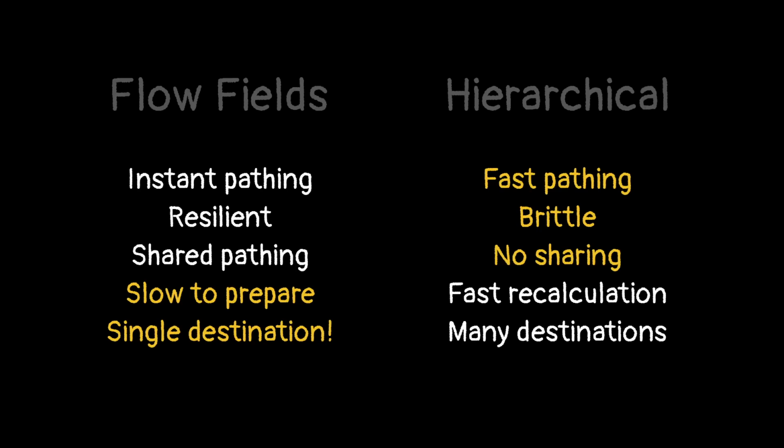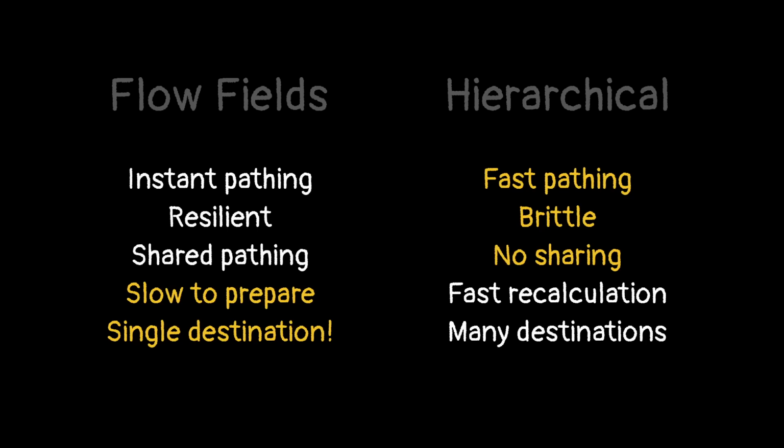On the other hand, hierarchical pathfinding is slower. It takes you longer to find paths, and it is quite brittle if you are interrupted or moved off the path. And it's also pretty hard to share paths between two agents. But on the plus side, it's very fast to recompute this network if the level changes, and it also supports many different destinations.